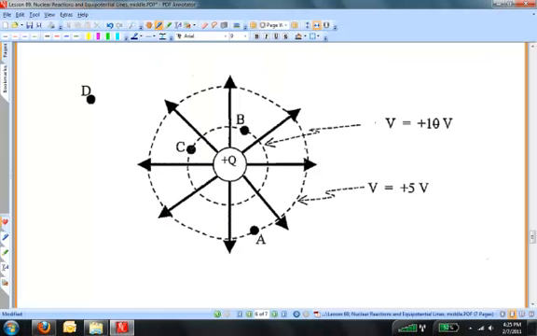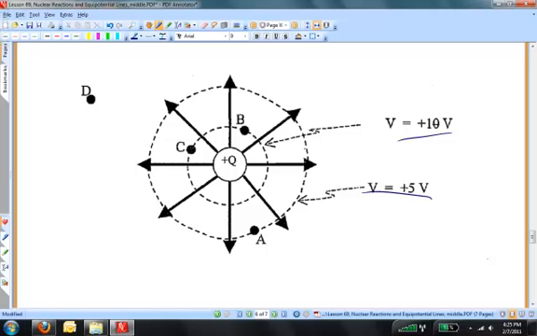Your authors give you a couple of straightforward examples of equipotential lines. For a point charge, the equipotential lines are concentric circles, as shown in this diagram here. The circles indicate contours of equal potential or equal voltages. In this diagram, there are 10-volt and 5-volt equipotential lines that are shown.